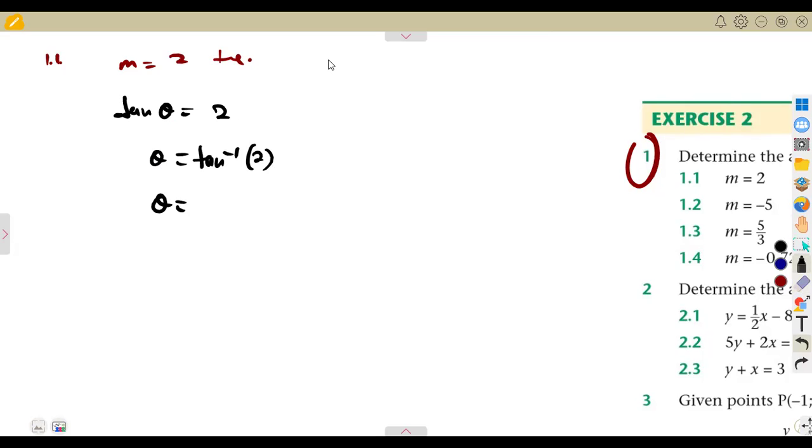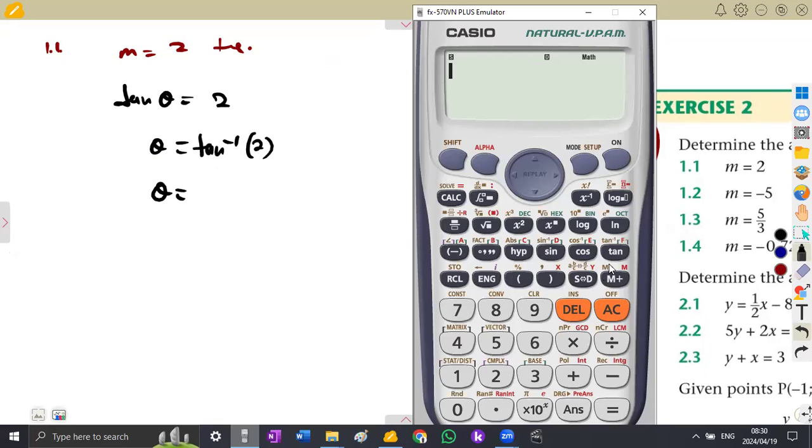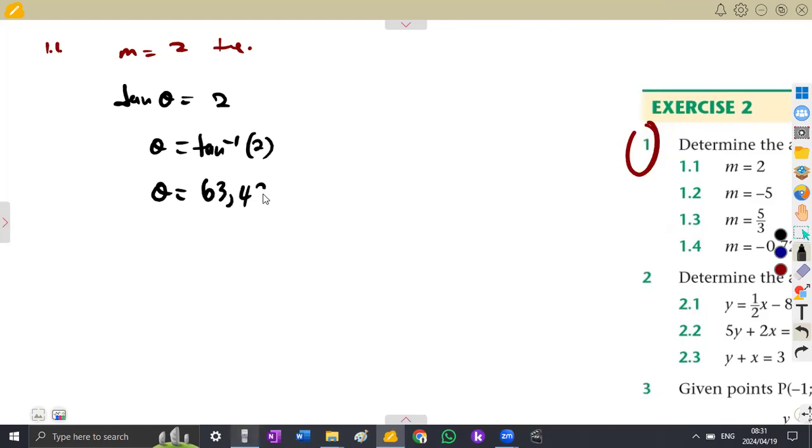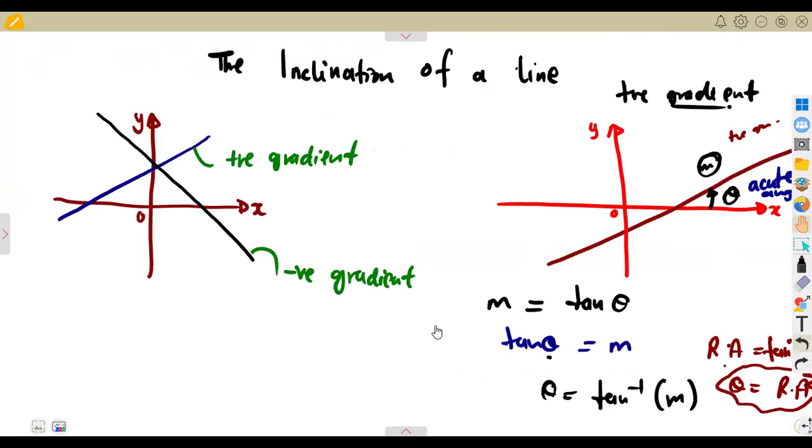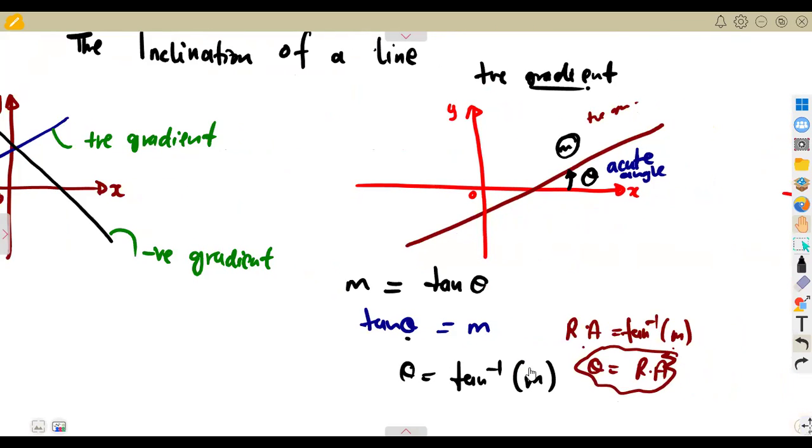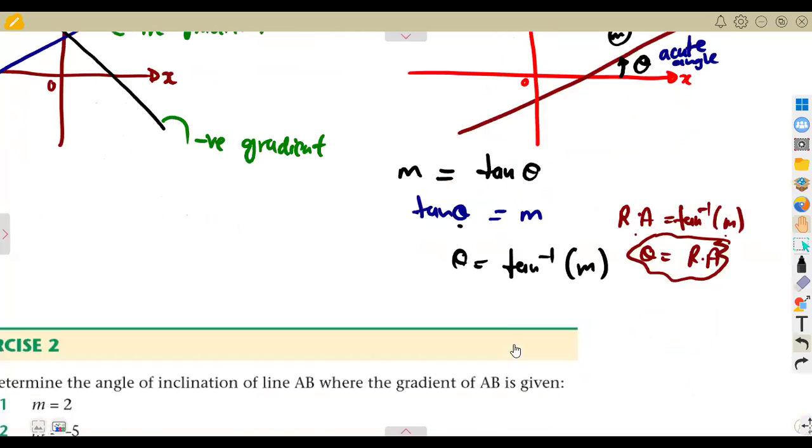So let us have our calculators here. This is arctan, which is shift tan 2. That will be 63.43. You can round off to 2 decimal places: shift, go to the setup, then fix to 2 decimal places. That will be 63.43 degrees. This is an angle that you're talking about. So as long as it has a positive gradient, remember what I said, your theta is equal to arctan M. There is no adjustment that you're going to make.